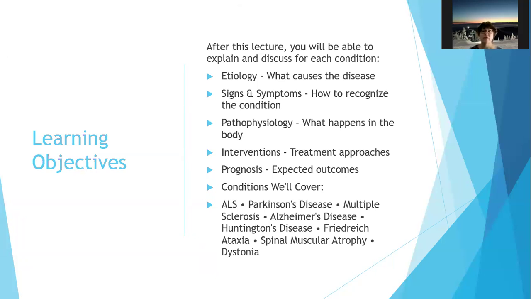So in the first section, we're going to talk about ALS, Parkinson's disease, MS, and Alzheimer's. And in the second section, we're going to talk about Huntington's, Friedreich's ataxia, spinal muscular atrophy, and dystonia.